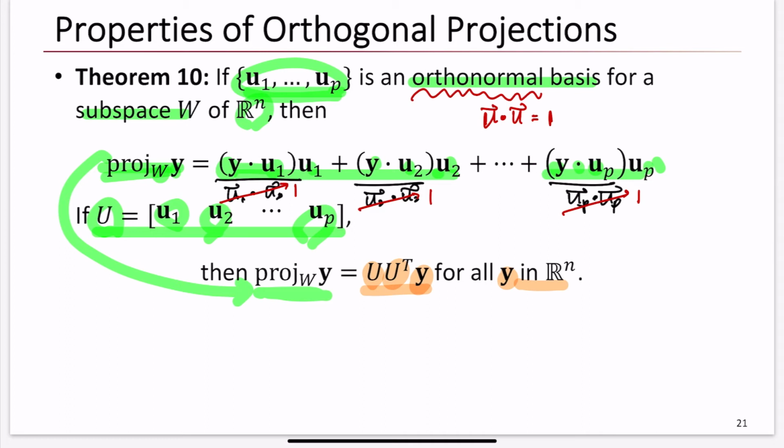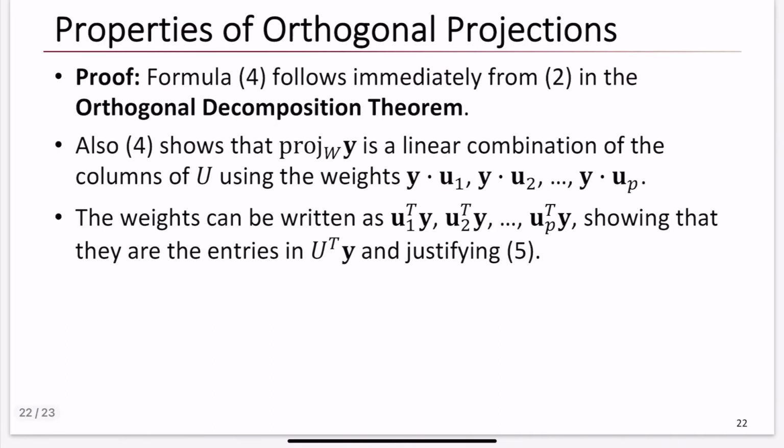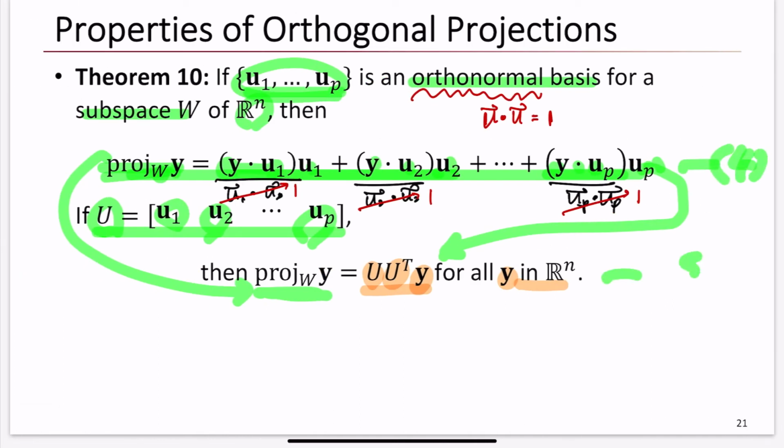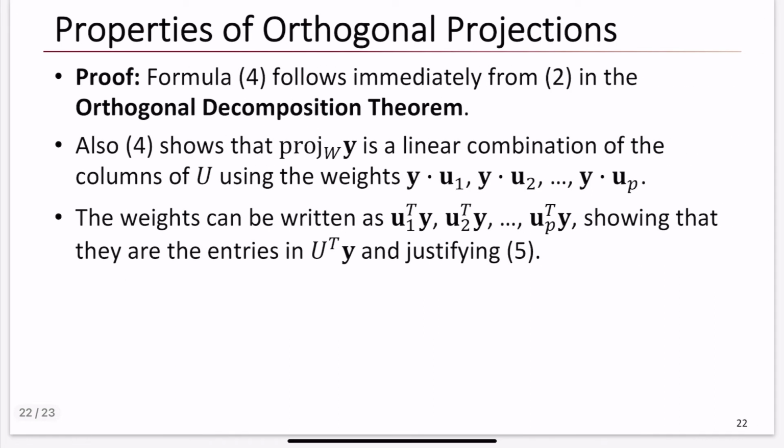In other words, this is very, very simple. You can just make this matrix multiplication form from this one. This is theorem 10. Let's prove it. It's very, very simple. First of all, let's say this is formula 4 and this is formula 5. Formula 5 followed immediately from the 2 in the orthogonal decomposition theorem.